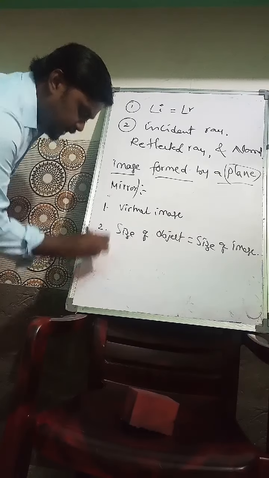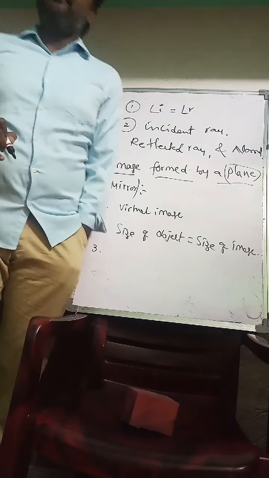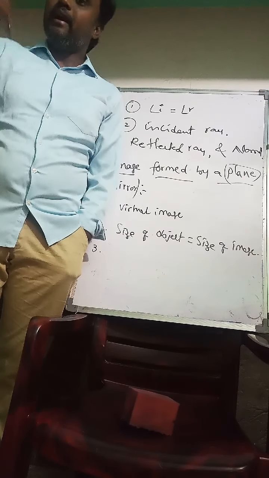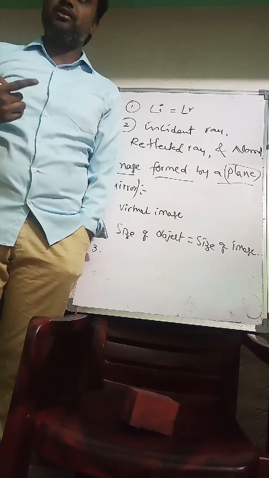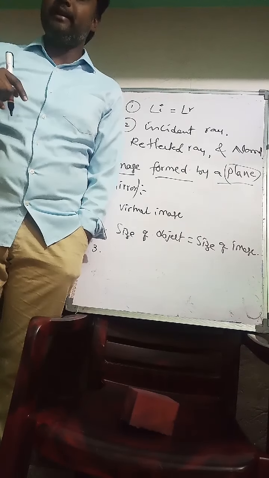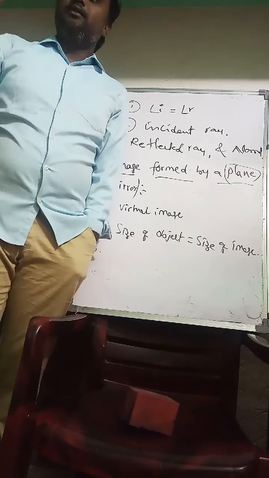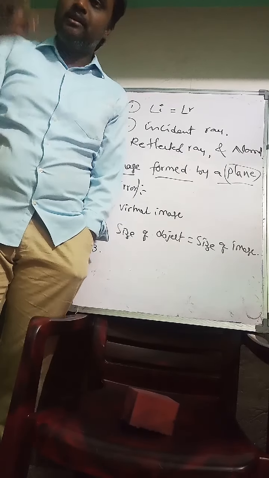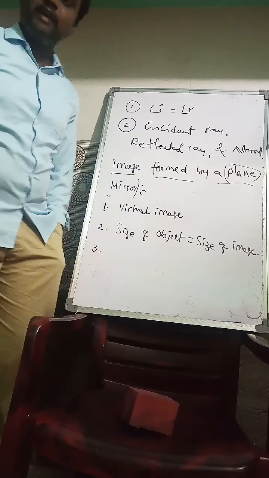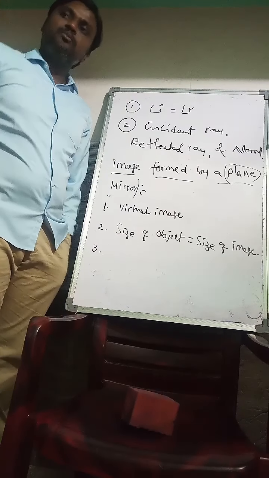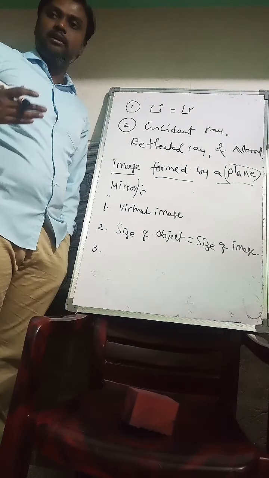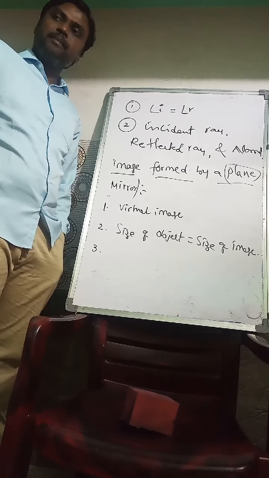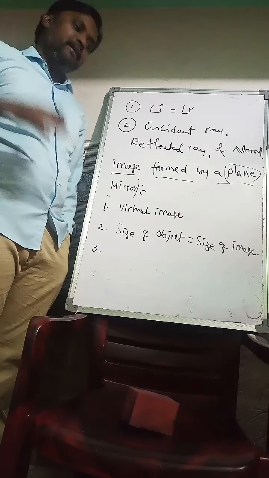And the third thing is, suppose you are standing 2 meters in front of the mirror, then behind the mirror the image is also 2 meters away. If you are walking towards the mirror, the image will also move towards the mirror. If you are moving away from the mirror, the image also moves away. Suppose the distance between you and the mirror is 10 meters, then the distance from the mirror to the image is also 10 meters.